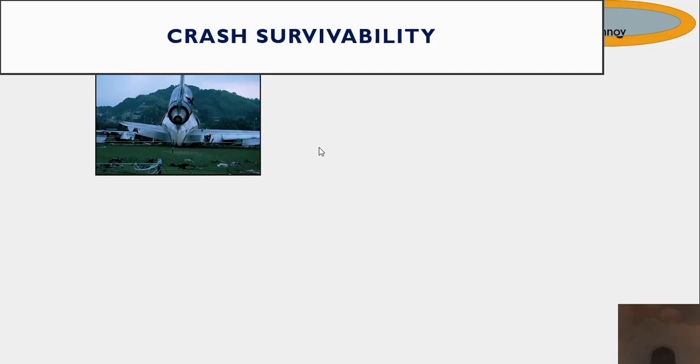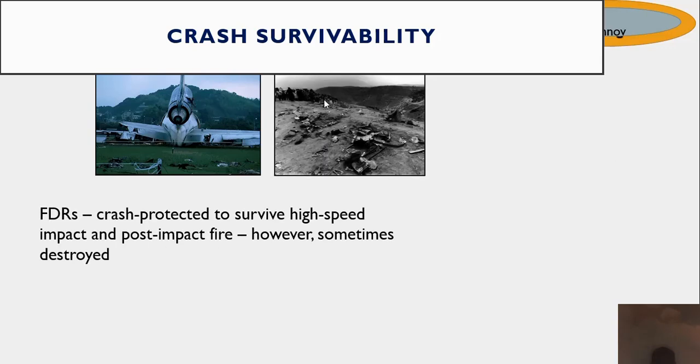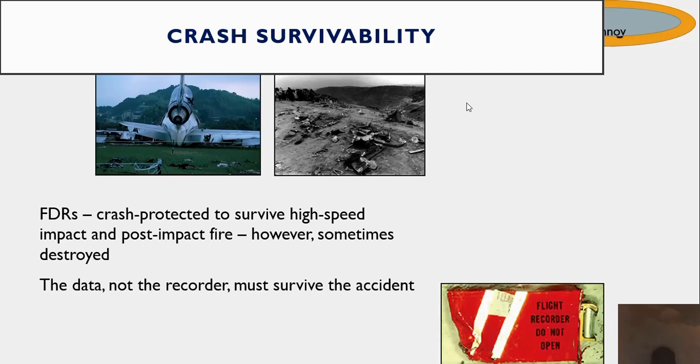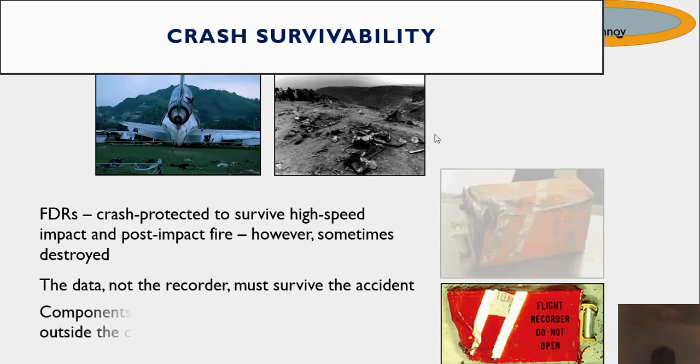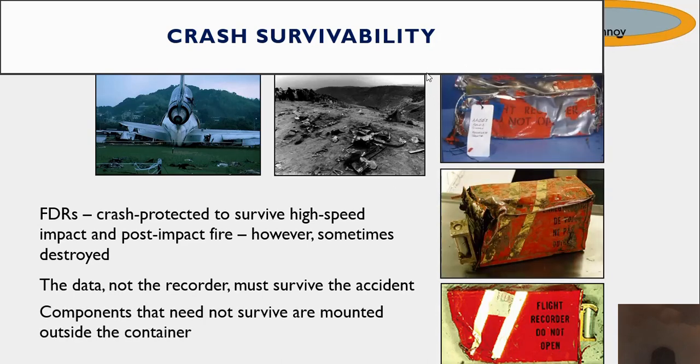Crash survivability. FDRs are crash protected to survive high-speed impact and post-impact fire. However, sometimes they are destroyed or deformed. The data, not the recorder, must survive the accident. Components that need to survive are mounted inside the container. Components that need not survive are mounted outside the container. Definitely those that are needed are always in the interior parts of the container.